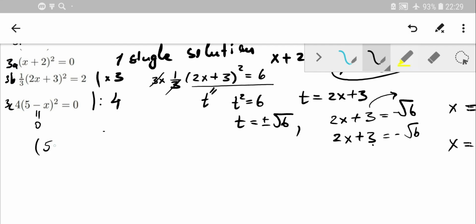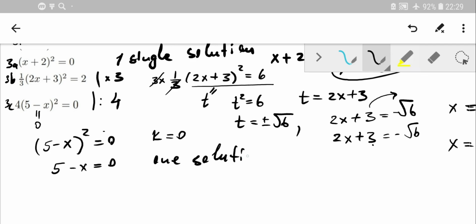So simply we can say that 5 minus x squared equals 0, because we cancel by 4, right? And 0 divided by 4 is just 0. So that's why from here, 5 minus x becomes 0, because the square root, the same. In this case, k equals 0, so one solution. Hope you remember that. And from where the solution is 5.